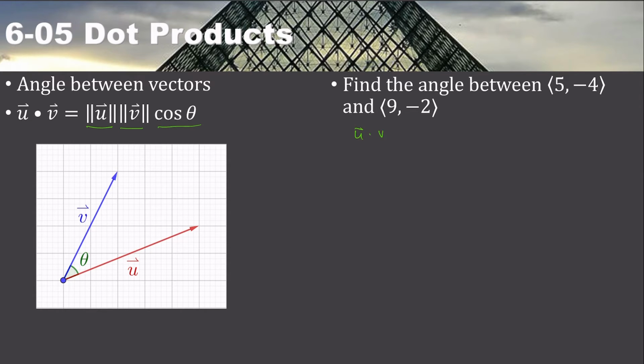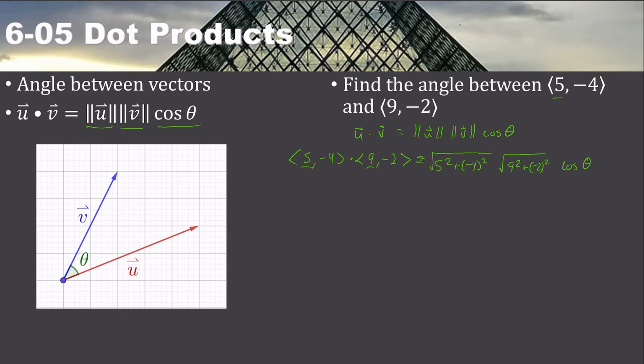So the dot product is the magnitude times the magnitude times cosine of the angle between. Let's write it out. It'll be u dot v, then the magnitude of u, magnitude of v, cosine of the angle between.